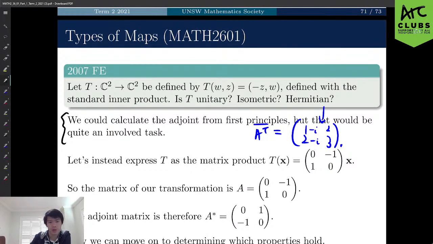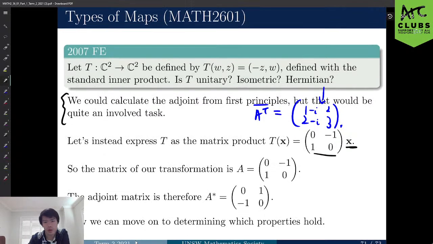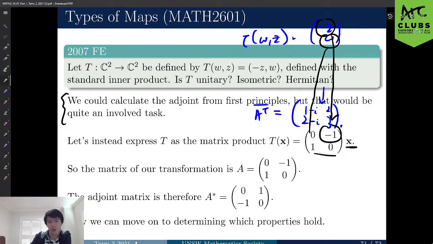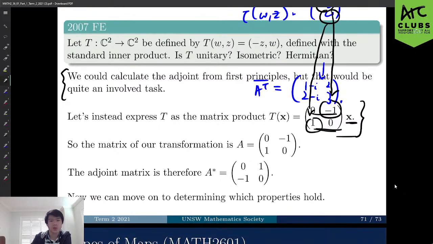So let's do this over here. T of x equals 0, minus 1, 1, 0 times x. The cool thing is that we're just using what we did before. If we have T of (w, z) equals (minus z, w), then we just take the coefficients of each term. So minus 1 goes down there and becomes that, and 1 over here goes down there. So we have 0, minus 1, 1, 0. We take the coefficients of w and z and make them into a matrix. Now we can find this transformation, so A equals 0, minus 1, 1, 0.